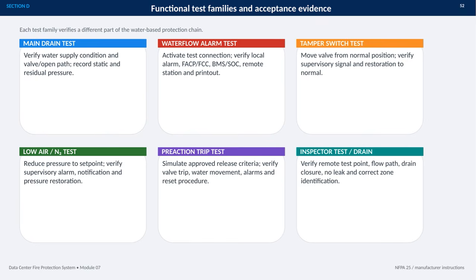The pre-action trip test verifies release criteria, valve operation, water movement, alarms, and reset. Finally, the inspector test and drain confirm the remote test point, flow path, drain closure, leak-free condition, and correct zone identification. All testing follows NFPA 25 and the manufacturer's instructions.